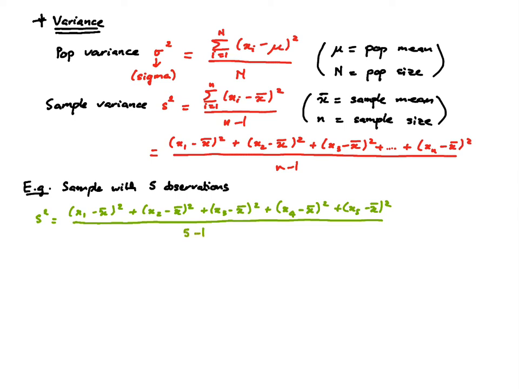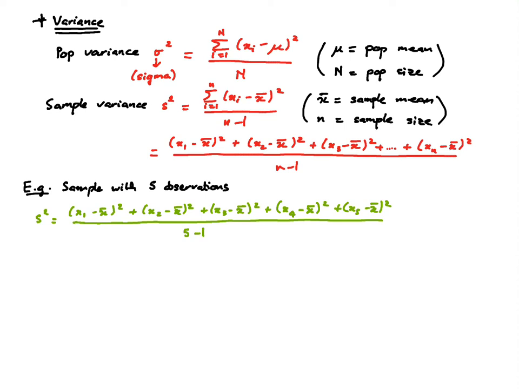So now what do we need to know? We need to know x bar. X bar is just a sample mean, which you should be able to calculate. So you first want to calculate the sample mean, then you calculate the difference between each of the observations and the sample mean, all square. Add them all up, divided by n minus 1, which is 5 minus 1 in this case. We will look at an example in just a little bit.